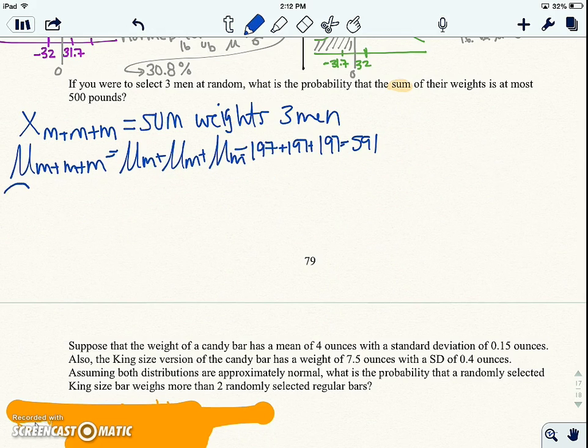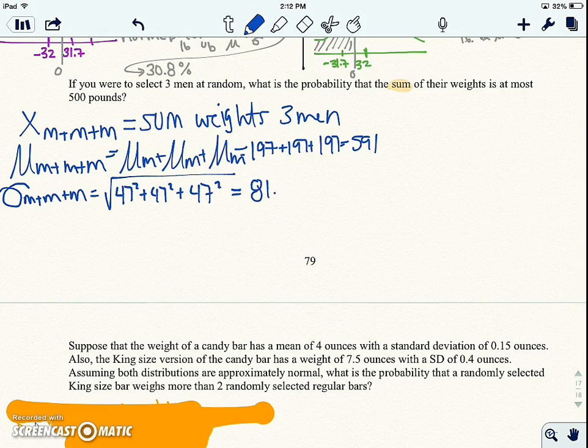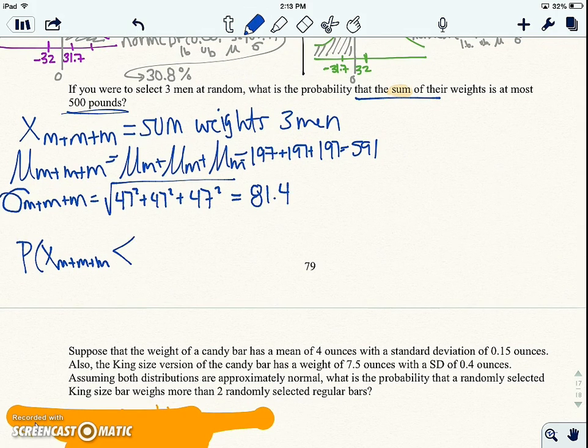And the new standard deviation of man plus man plus man is the square root of the variance. And let's see, our standard deviation was 47, so 47 squared plus 47 squared plus 47 squared. And we have a new standard deviation of about 81.4 pounds. And then again, now we ask the question, we want the probability that this sum is at most 500 pounds. So probability, the x of m plus m plus m, is at most, that means no more than, 500 pounds. That's what we're looking for.